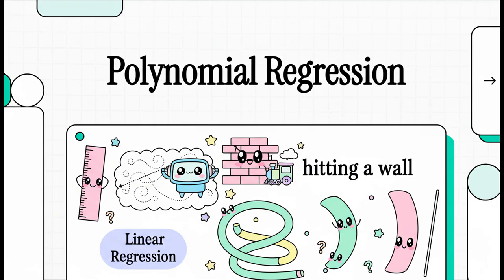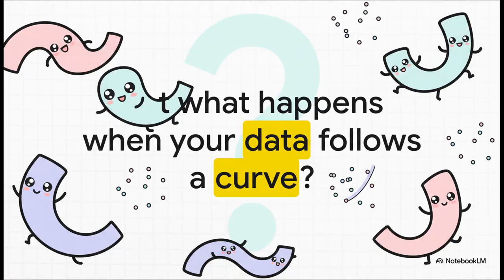Welcome back. In our last explainer, we dove into the power of linear regression, but we also hit its biggest limitation. It kind of assumes the world moves in straight lines. But real-world data is almost never that simple. It curves, it bends, it's just messy. So what are we supposed to do when our data refuses to play by those straight-line rules?